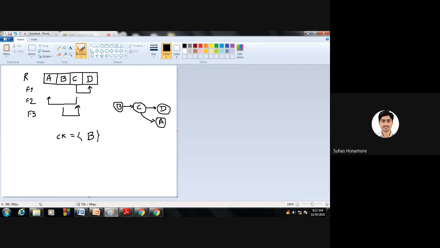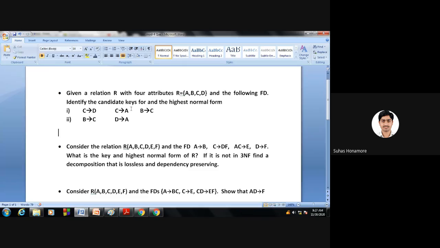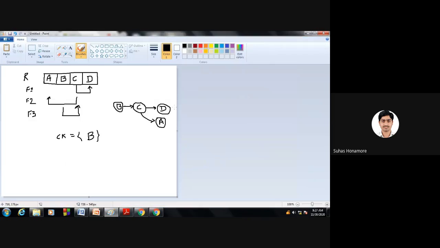Okay, the next question we had is to identify the highest normal form. Here there is only one candidate key, and that one we will choose as the primary key, so I will underline this one. So B is the candidate key and also the primary key in this relation R. Now we have to check which highest normal form it is in. Is it in 1NF?